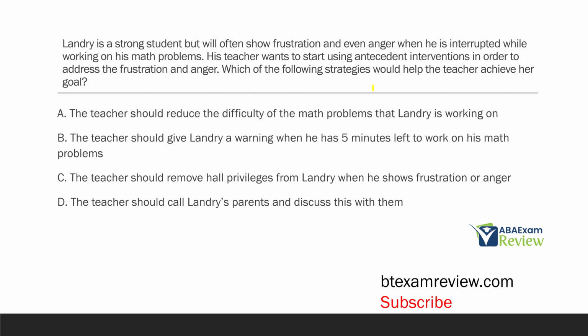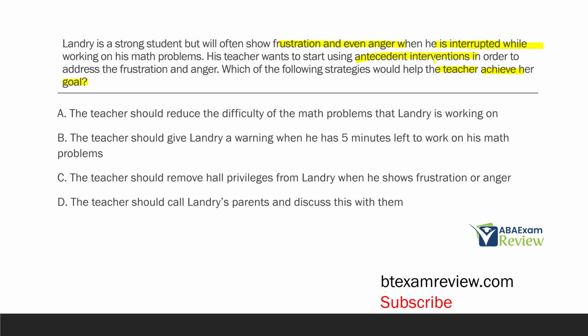All right, this is a trickier question. We have to be very precise here. We're looking at the teacher and we want to help the teacher achieve her goal. Remember, in ABA, we're working towards goals. And so when we pick interventions and measurements and consequences, we're always trying to achieve our goal. In this case, Landry shows frustration and anger when interrupted. So that's what the problem is. The teacher wants to use antecedent interventions to address this. So an antecedent intervention is going to come prior to the frustration and anger. So what can the teacher do to achieve this goal?